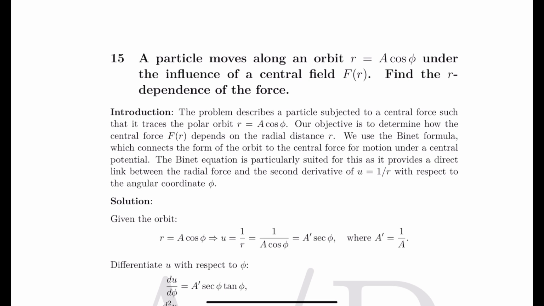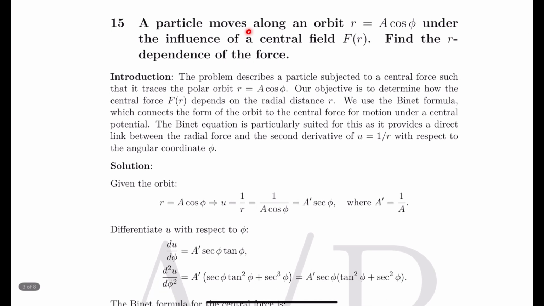So now the next question is, a particle moves along an orbit r equals a cos psi under the influence of a central field given by f(r). Then you are required to find the r dependence of the force. So whenever you are required to find the r dependence of the force, you need to use the orbital differential equation. We also commonly refer to it as Binet's equation.